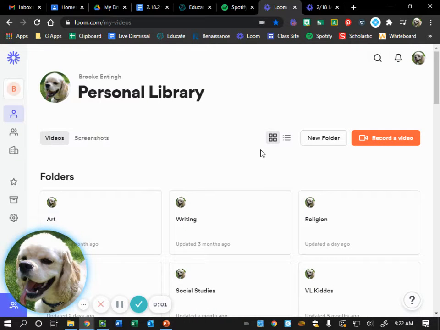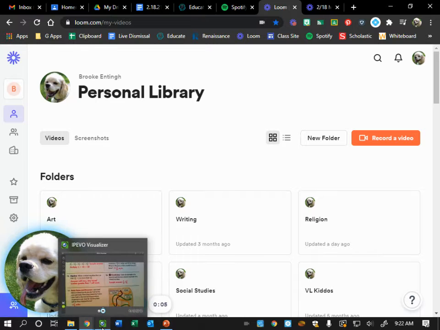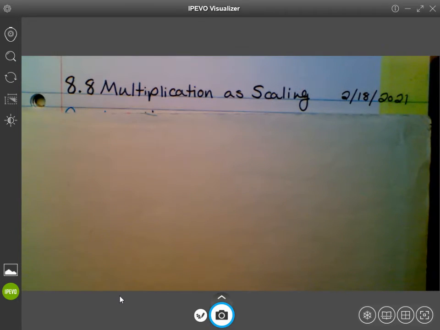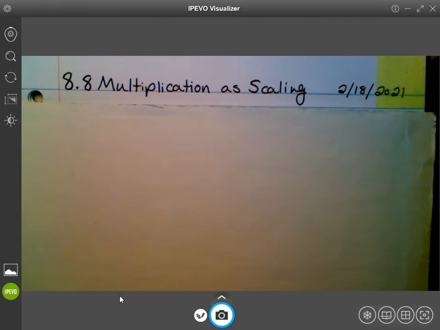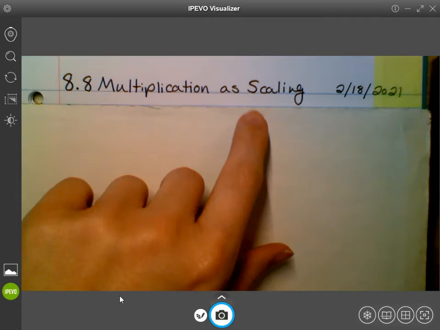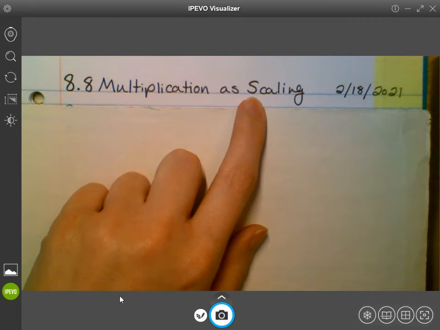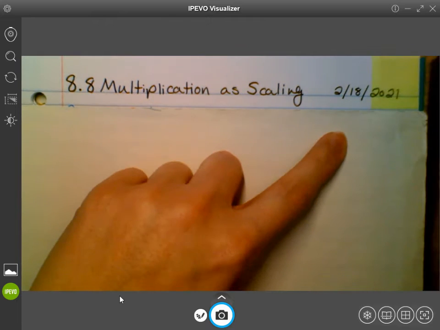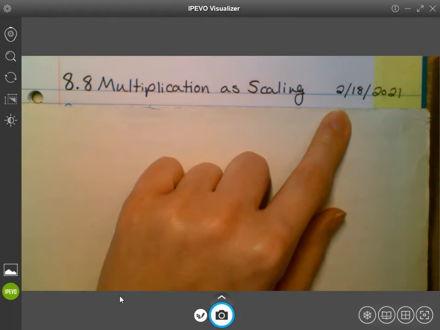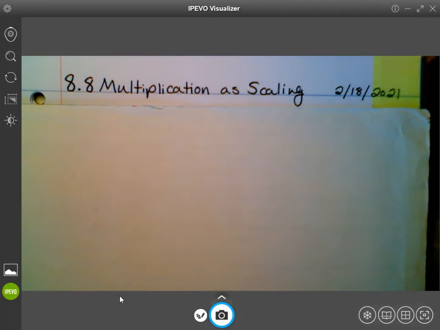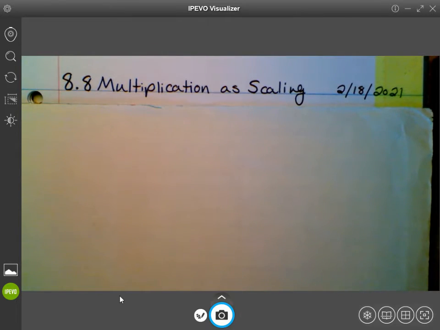Okay, we're going to open up to the next clean page in our math notebooks for today's math lesson. Today we are titling our page 8.8 Multiplication as Scaling. I kind of put my C and my A really close together. That's S-C-A-L-I-N-G. Yeah, it kind of does. And then today's date, 2/18/2021. So give me a thumbs up when you have your header ready.